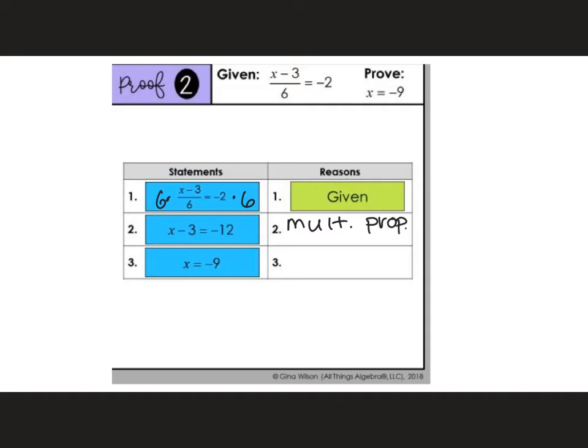We can always abbreviate. Mathematicians don't like to write stuff out, right? So that's the multiplication property of equality. Now we have to move this 3 away, and we did that by adding 3 to both sides of our equation. Remember, both sides. And we get x equals negative 9, which is what we were to prove. And we did that by the addition property of equality. Kind of see what we're doing here? You just solve it, and then you say how you solved it.